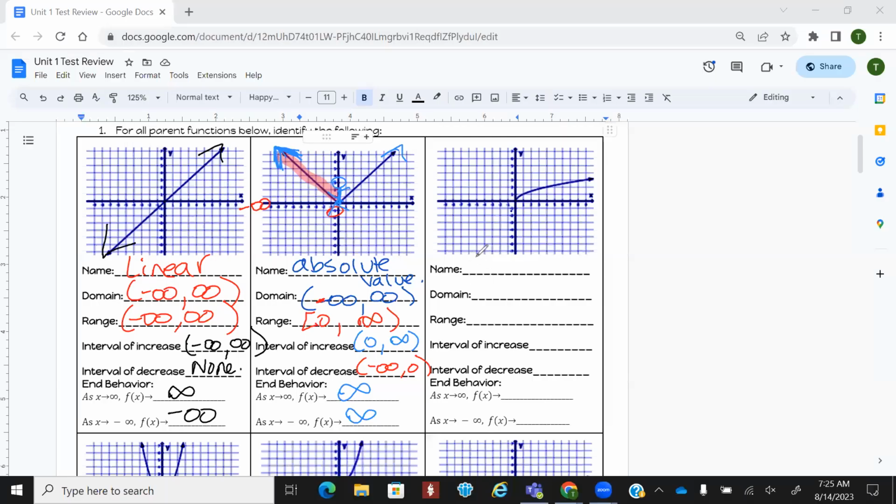So on this last one, we've got square root. And domain is going to be from 0 to positive infinity. My range is also going to be 0 to positive infinity. And it's increasing the entire time from 0 to positive infinity. And it's never decreasing. As we move to the right, is it going up or down? Up. As we move to the left, where is it going to? 0.